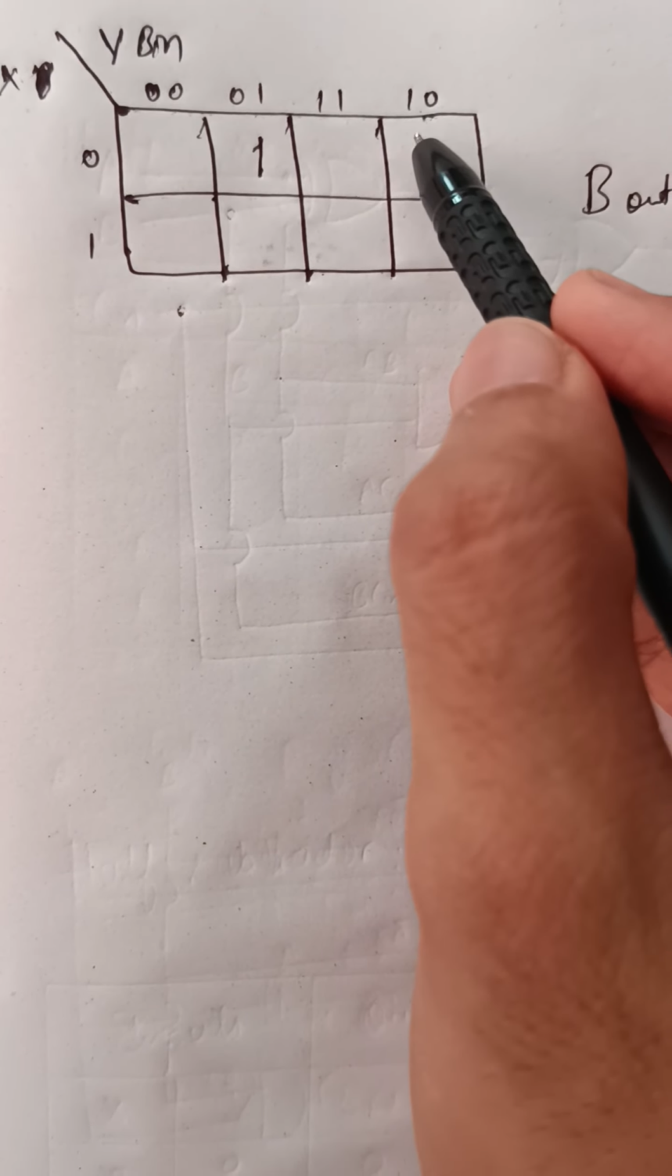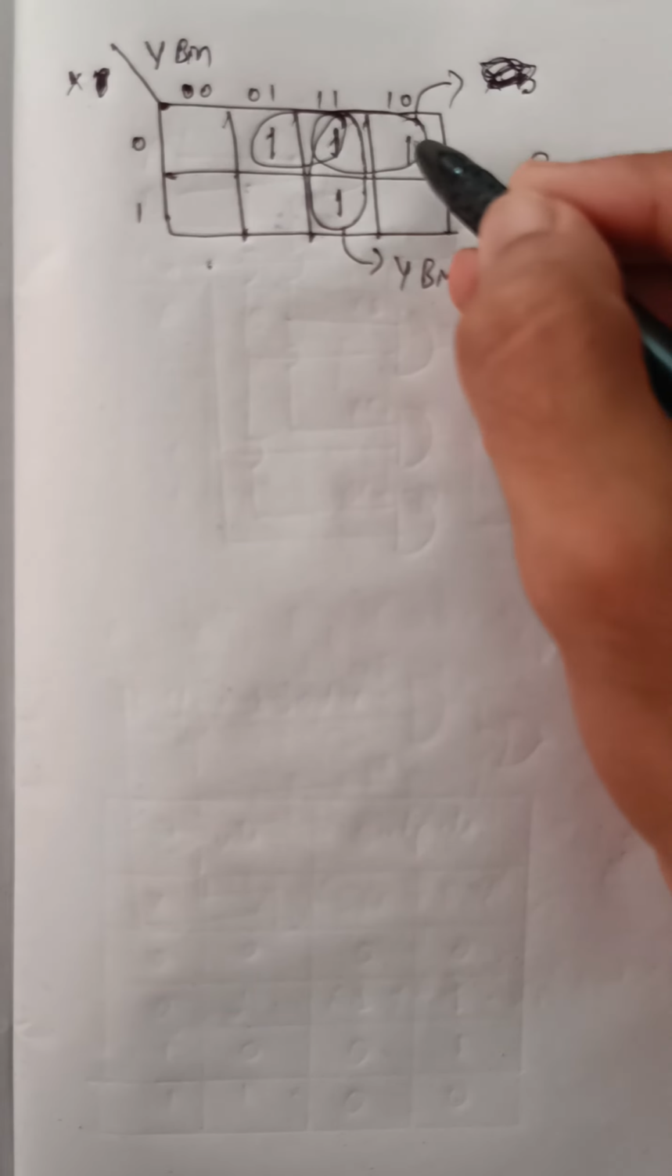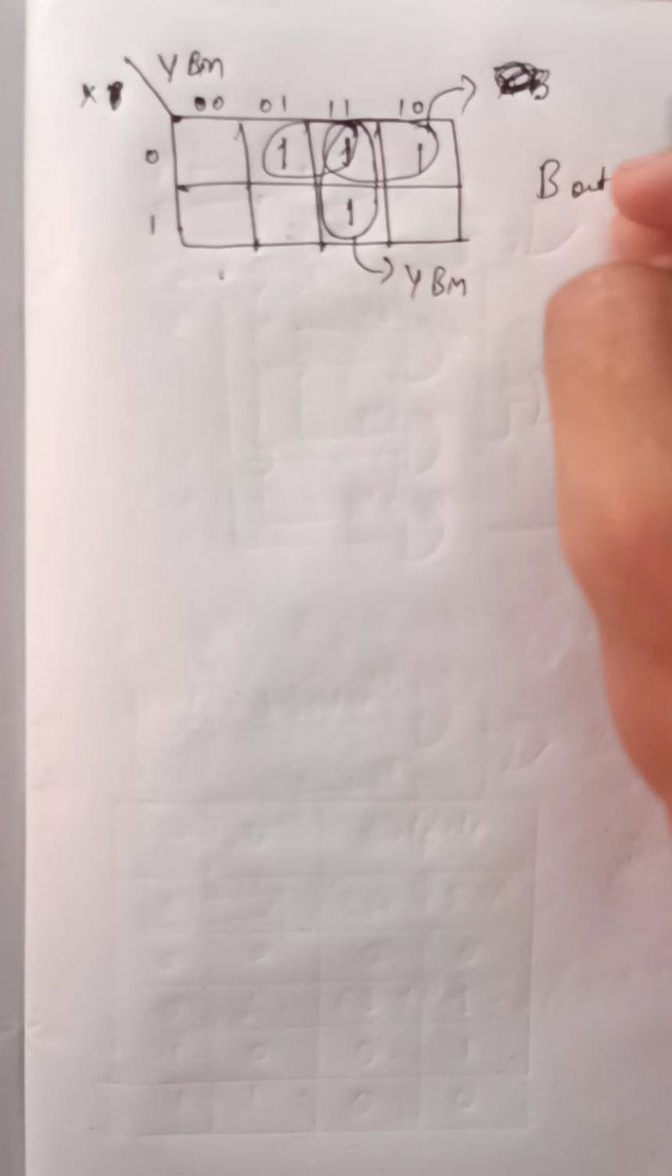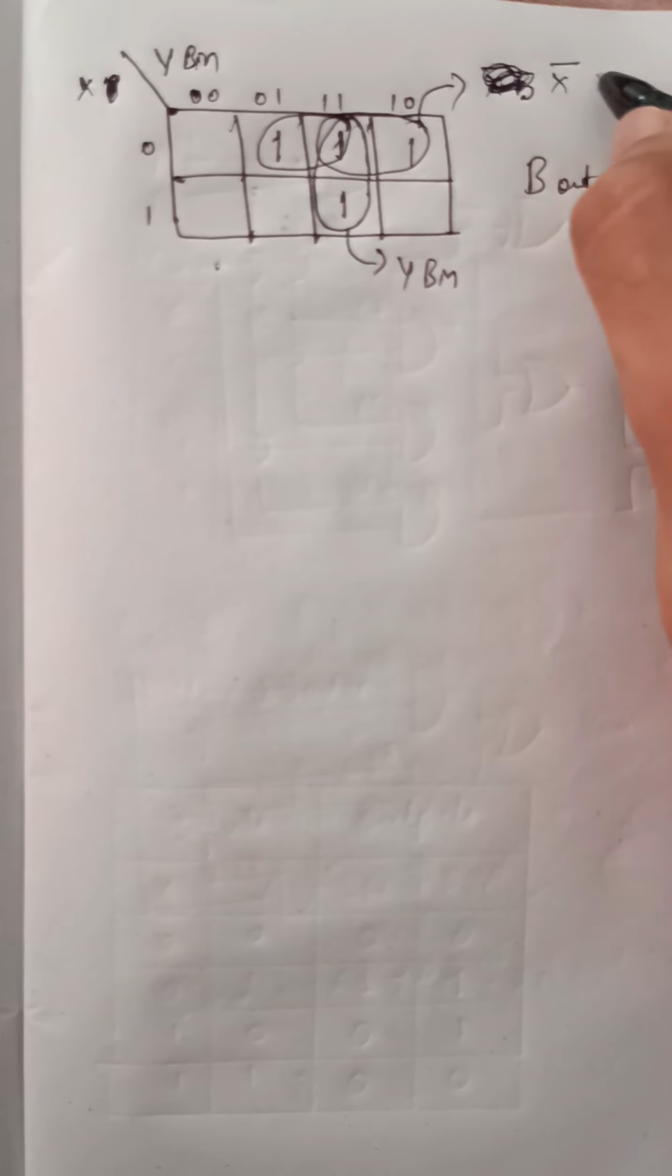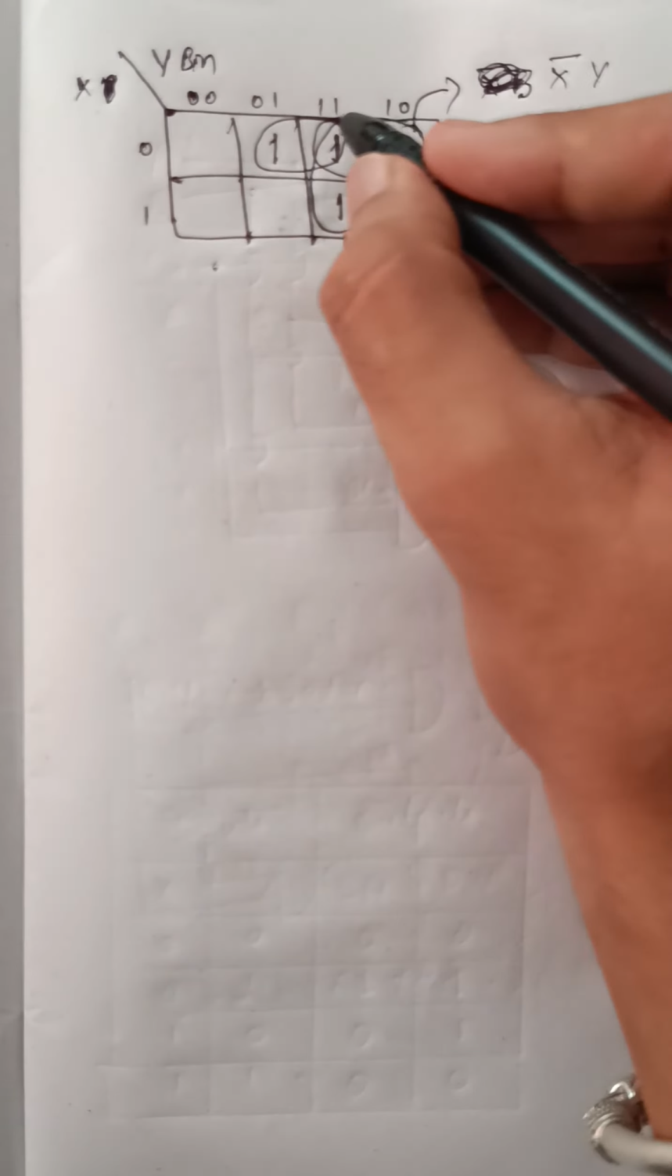Okay, then now we have to pair them, these two pairs and these two pairs. Okay, this will be named as y b in, because y and b in are not changing, x is changing from 0 to 1. And for here x is not changing, that is 0, that is x bar, and y is also not changing, y is 1 to 1, therefore y, and b in is changing from 1 to 0, therefore we will not write that. Okay, and here this we will write here.